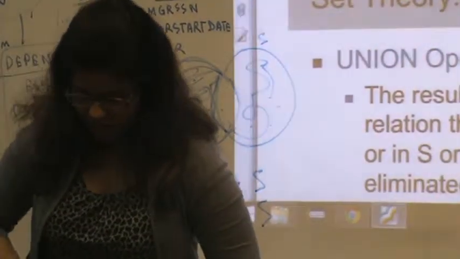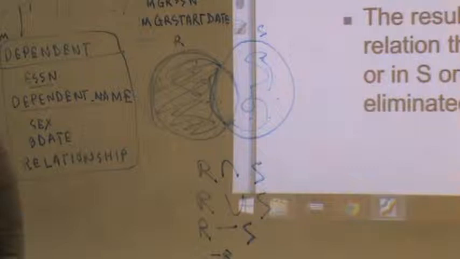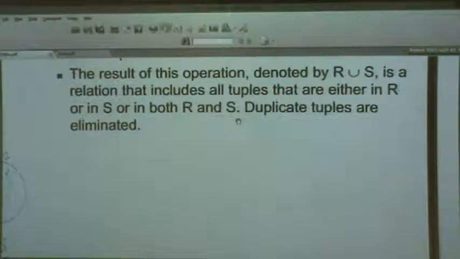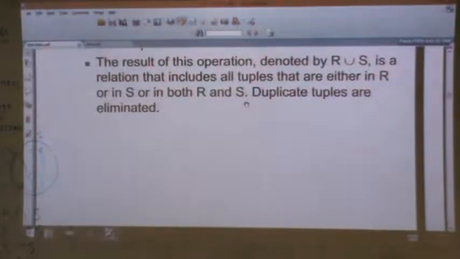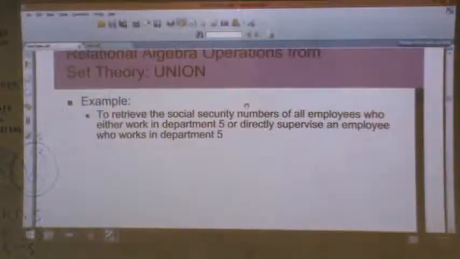So you can remember it by picturization, and here you will remember by the data. That's the difference. So the union operation: the result of this operation, denoted by R union S, is a relation which includes all the tuples that are in either R or S. So R and S you can treat as an entity. So let's see an example.